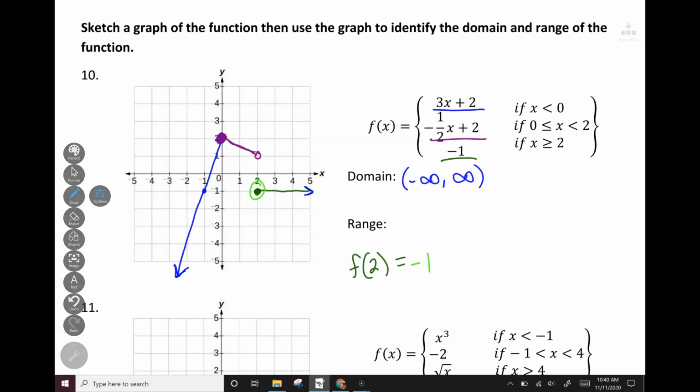All right, and then the range going from low to high. So I've got negative infinity, I see that arrow at the bottom, and then moving up, up, up. Even though there's a gap right here, you see how there's still a y value on the blue line, and so those y values are still included in the range, and it goes all the way up to positive 2.